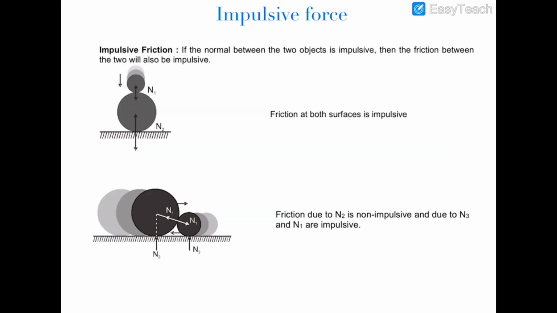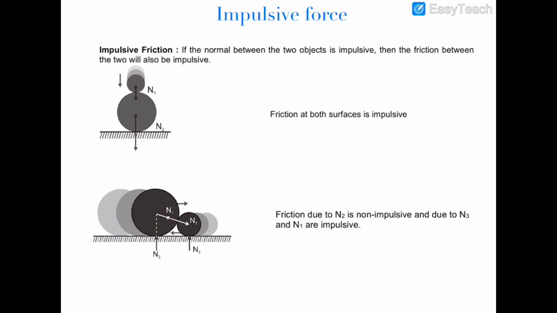Now in this case, we'll discuss the impulsive friction. You can see that there are two rough surfaces in this case, this one and this one, and the friction purely depends on its normal reaction. So if these normal reactions are impulsive, then their friction would also be impulsive. And obviously in this type of collision in the vertical direction, these two normal reactions N1 and N2 will be impulsive, and hence both the frictions acting on these two surfaces would be impulsive.